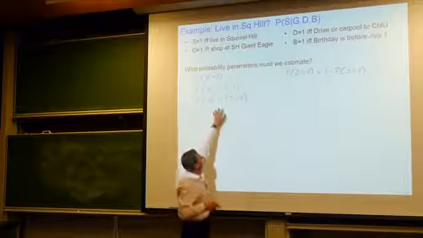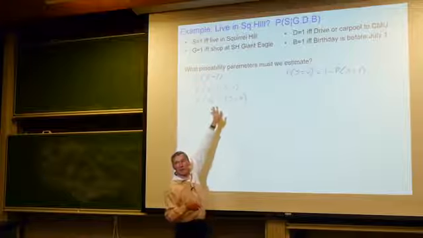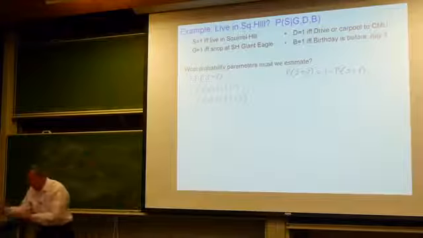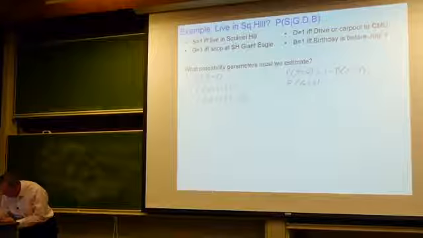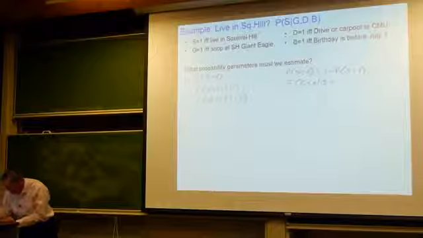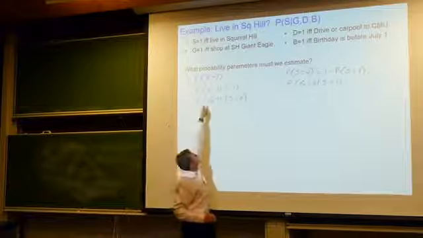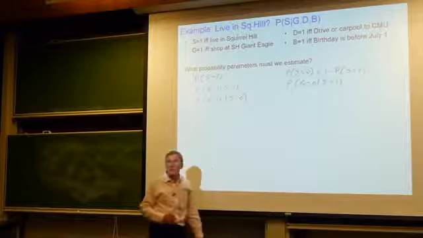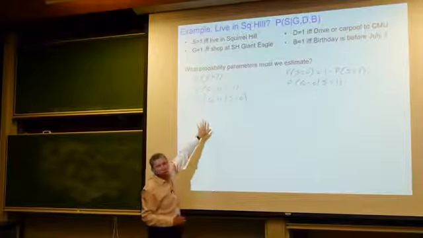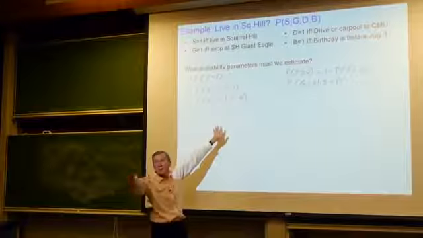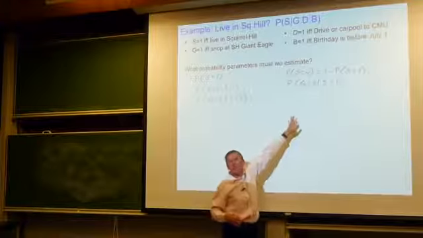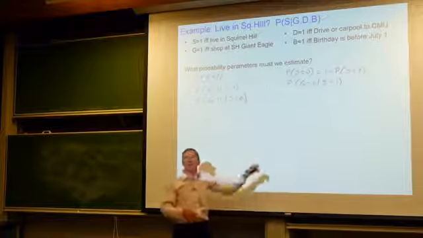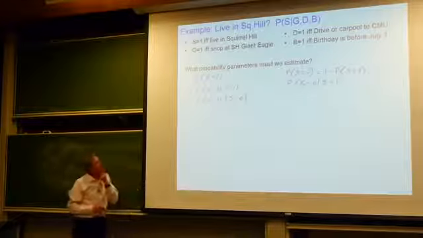I can't calculate the second one from the first one, but from this first one, I can get P of G equals 0 given S equals 1, right? Because those two in that row have to sum to 1. So I'm putting over here the ones that we're going to have to really collect statistics on, and over here, ones that we get for free because there's a sum to 1 thing.